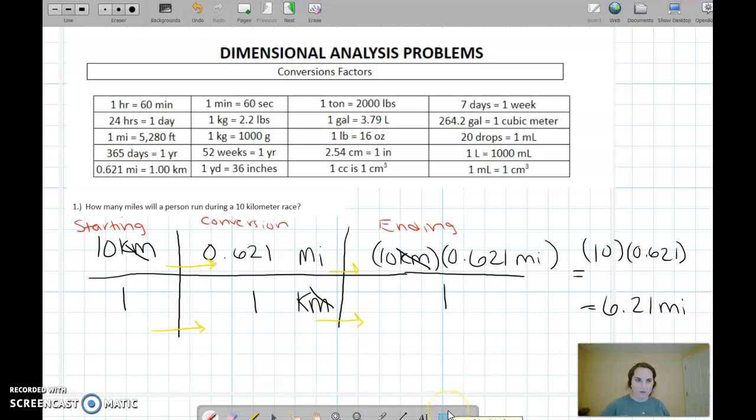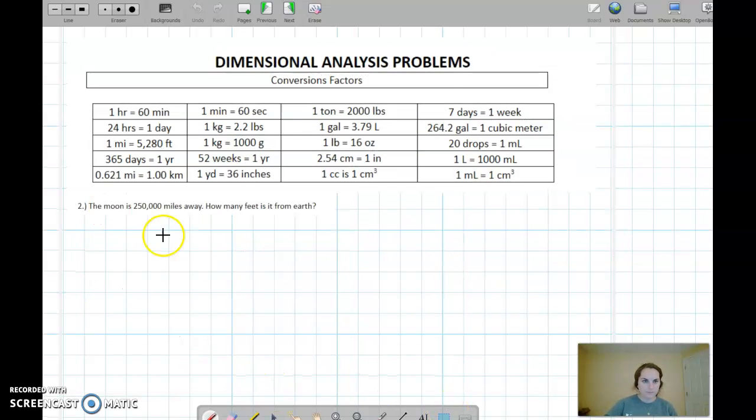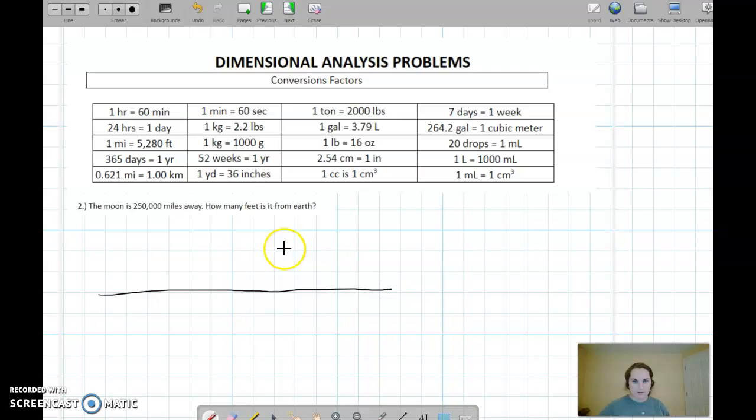Okay, let's look at another one. The moon is 250,000 miles away. How many feet is it from Earth? Again, I start the same way with my dimensional analysis line. I have to write down what I'm starting with, 250,000 miles. I know that I need to cancel out my miles, so I'll just put miles right down here.